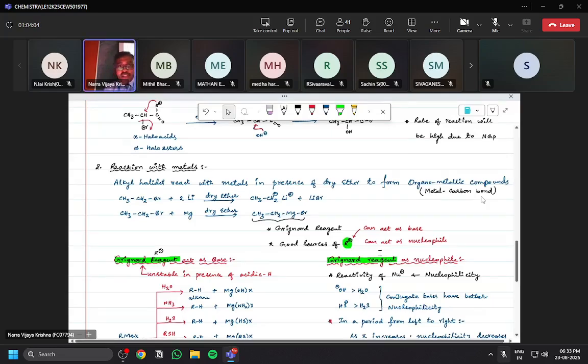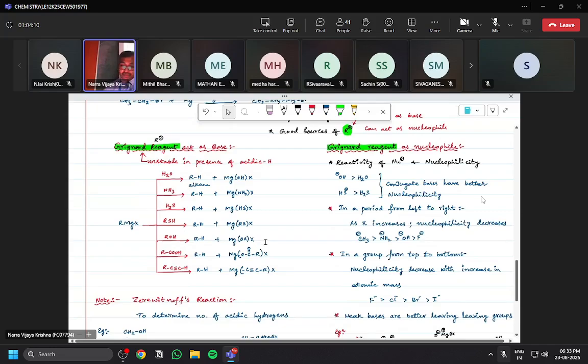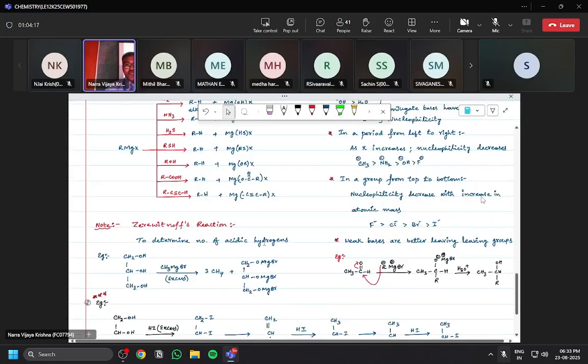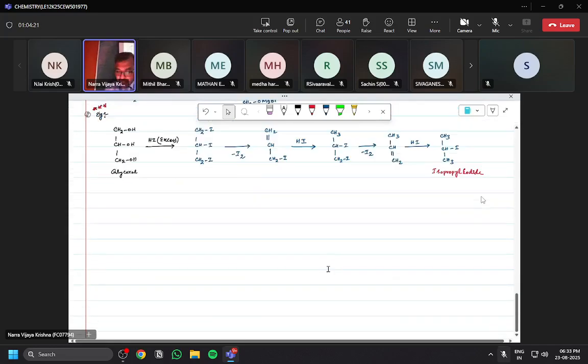We are done with reactions with metals. Oh, an important thing we missed. We discussed only Grignard reagent. There are other reactions with metals. Wurtz reaction, right? Next slide reading. Wurtz reaction. Tell me, what is Wurtz reaction?